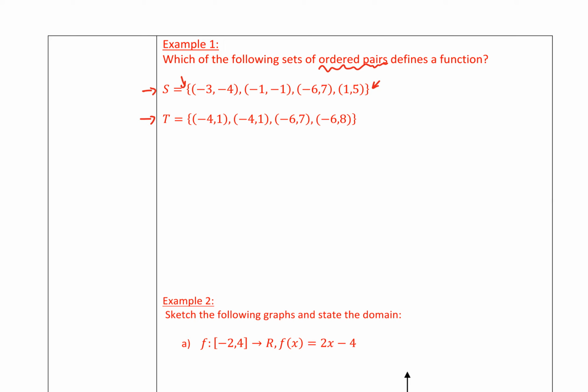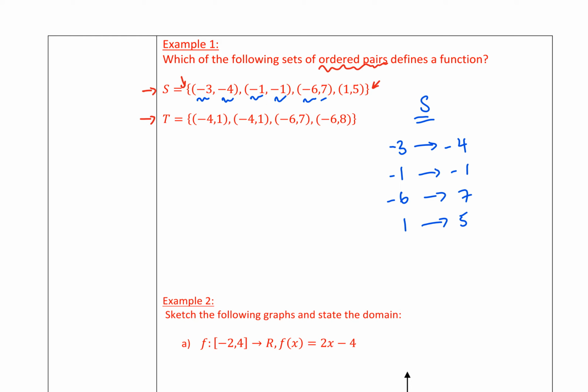So looking at S, when I sub in negative 3, I get negative 4. So let's put that out. S, when I sub in negative 3, I get negative 4. When I sub in negative 1, I get an answer of negative 1. When I sub in negative 6, I get an answer of 7. And when I sub in positive 1, I get an answer of 5. This is in fact a 1-to-1 function.